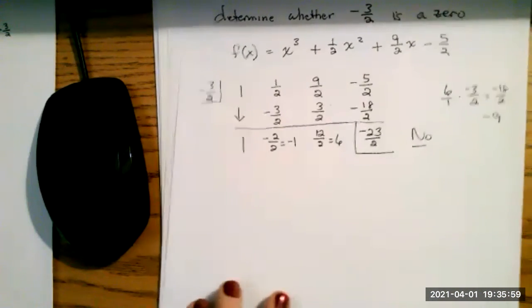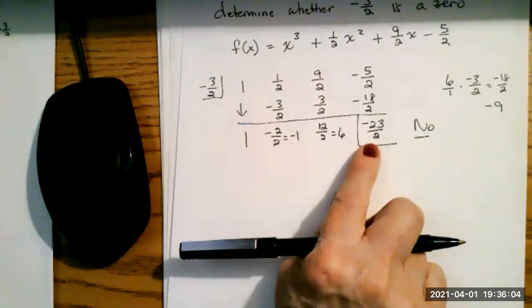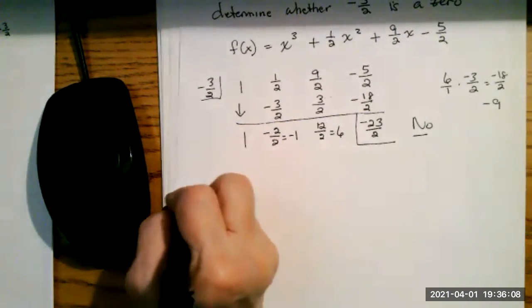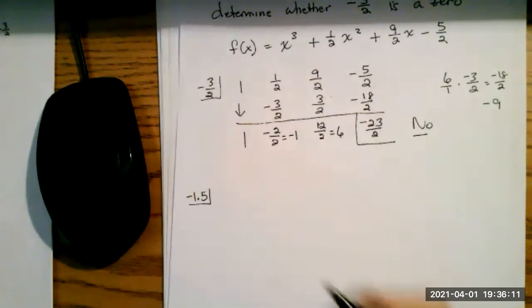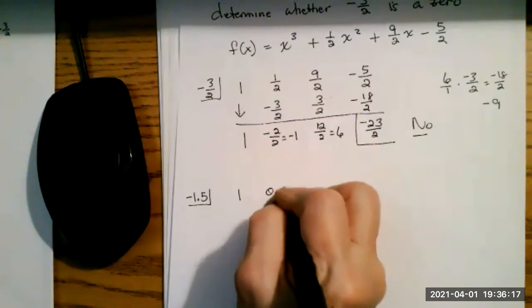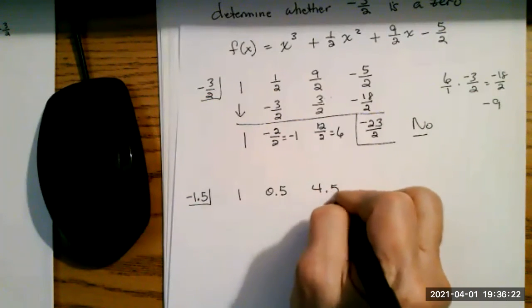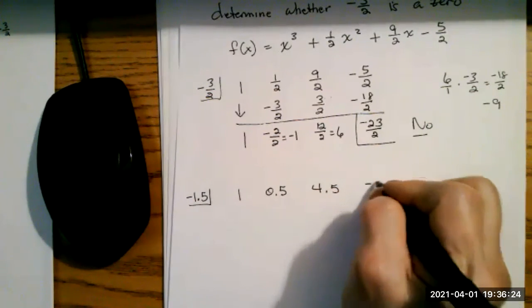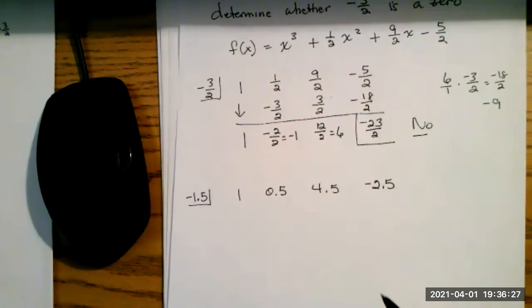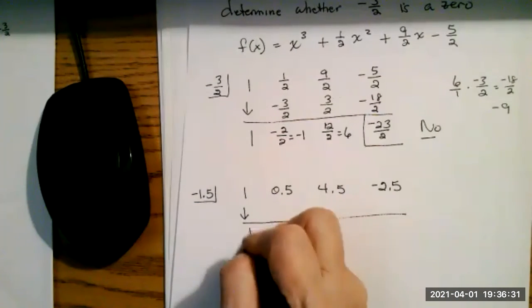But since you're only doing yes or no, and all you're looking at is this remainder, you can change these to decimals and do it on your calculator, by changing your -3/2 to -1.5, and your 1/2 to 0.5, and your 9/2 to 4.5, and your -5/2 to -2.5, and then you can do it in your calculator, and it's not quite so bad.